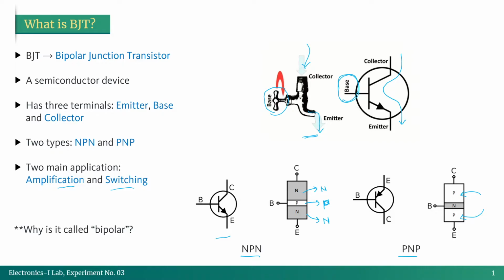And a very important question that can be asked is why there is "bipolar" in the name, bipolar junction transistor. I'm not going to answer this question right now. You have to find it yourselves, and I might ask this question in your class, so keep it in mind. In this experiment, we are just going to implement these two types of application. One of them is amplification and another one is switching.